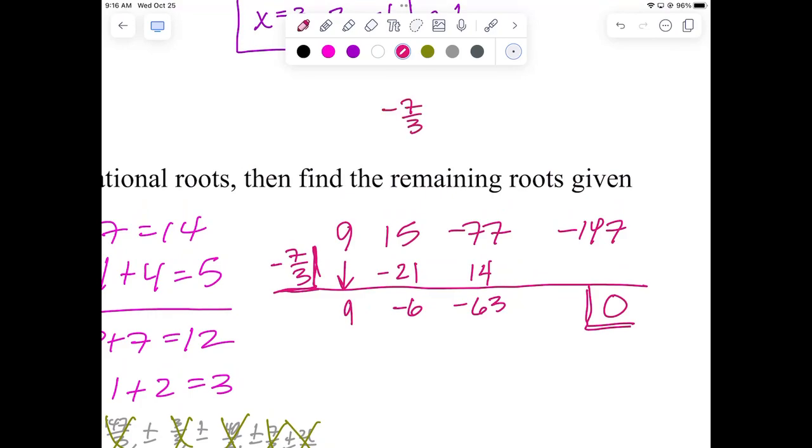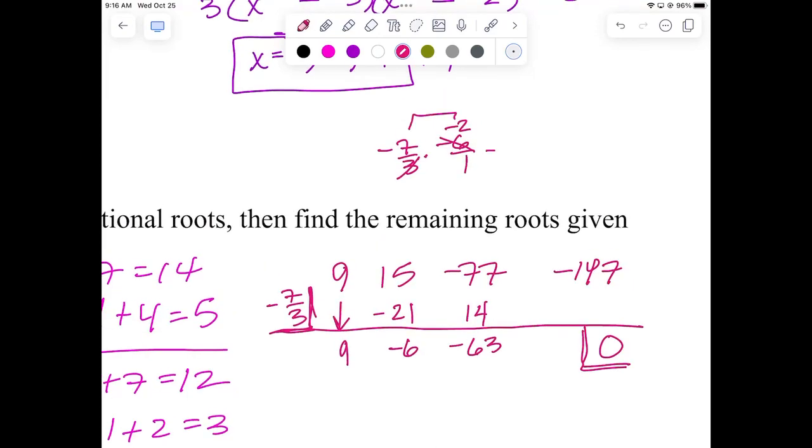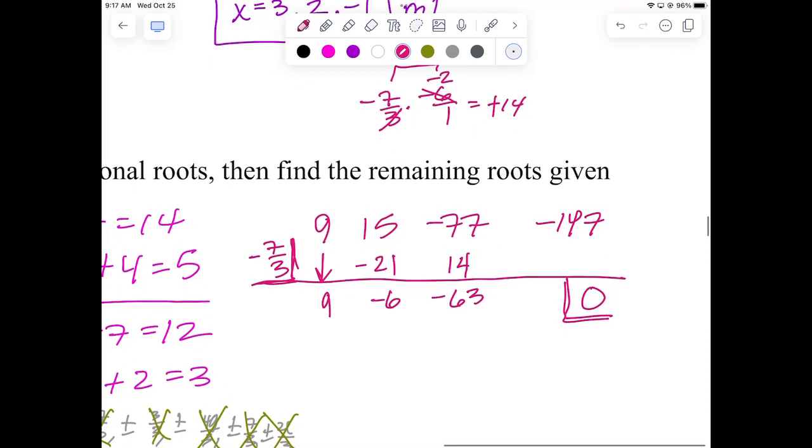Negative 7 thirds times negative 6 over 1. This divides out to give us negative 2. And now negative 7 times negative 2 is negative 14. Or positive 14. Oops. Got it? Okay, good. Roger that. Over.